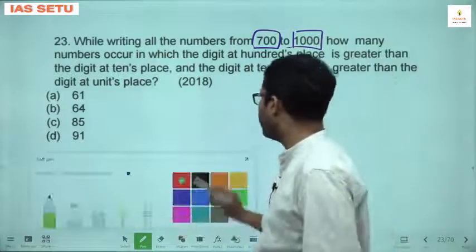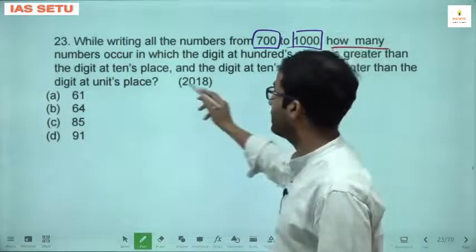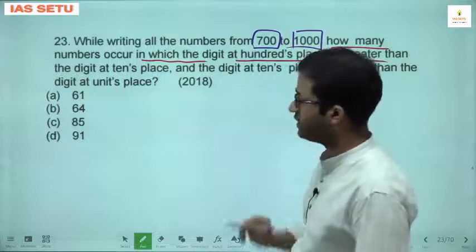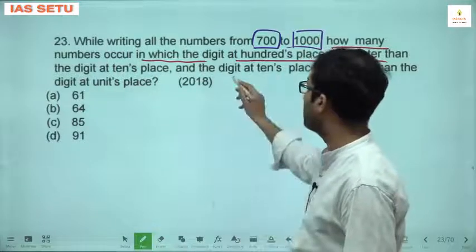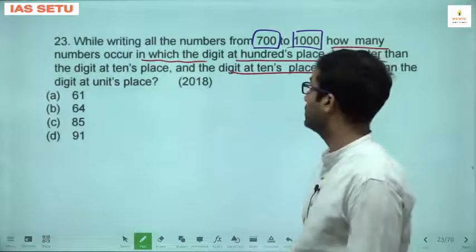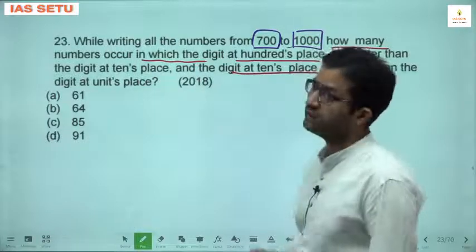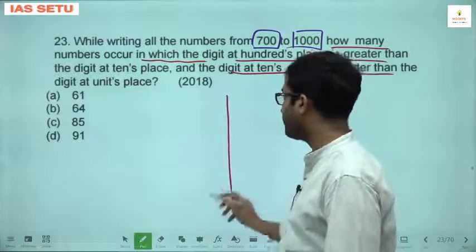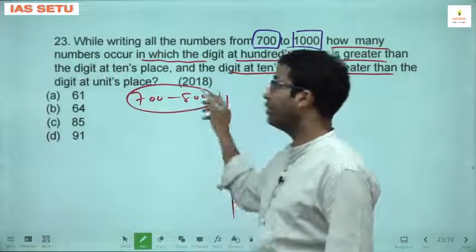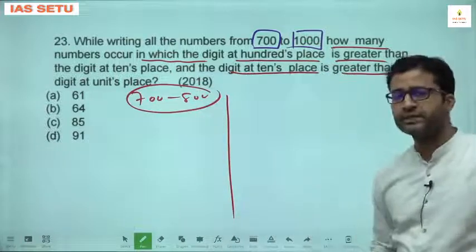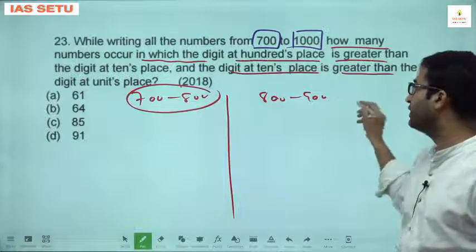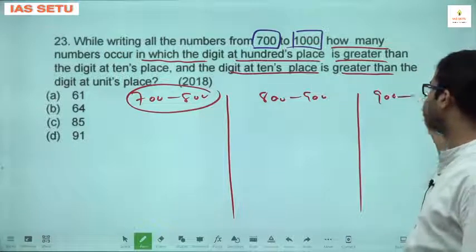But anyways, I tell you, how many numbers occur in which the digit at 100 place is greater than the digit at 10 place, and the digit at 10 place is greater than the digit at unit place, and it has to be between 700 and 1000. So what we have to do, we have to categorize the question like 700 to 800. Don't think directly P and C will help you in this question. No, because there are two conditions, 800 to 900, then 900 to 1000.